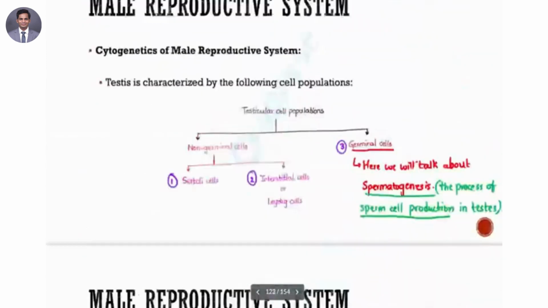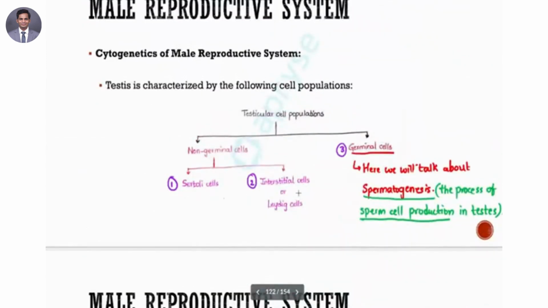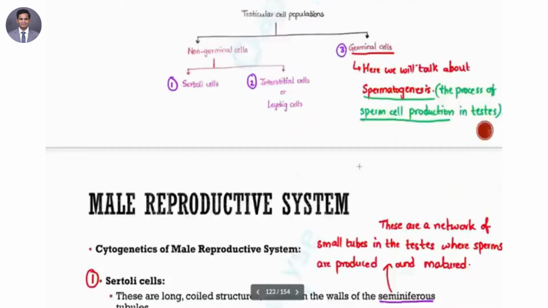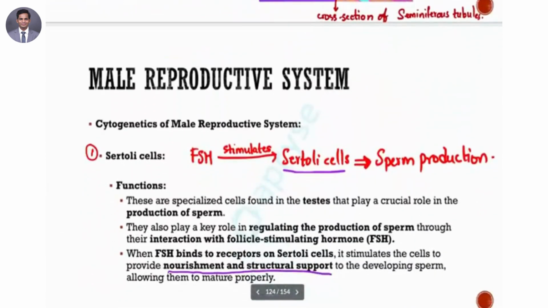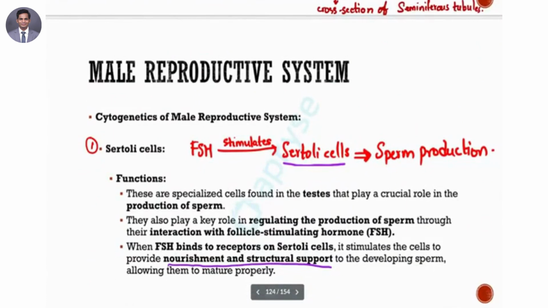So what have we covered right now? We talked about the first one, Sertoli cells, the second one is the Leydig or interstitial cells, and the third one is going to be the germinal cells. Any questions with regard to the Sertoli cells or their functioning? Great. So all of you are able to understand the functioning of the Sertoli cells.